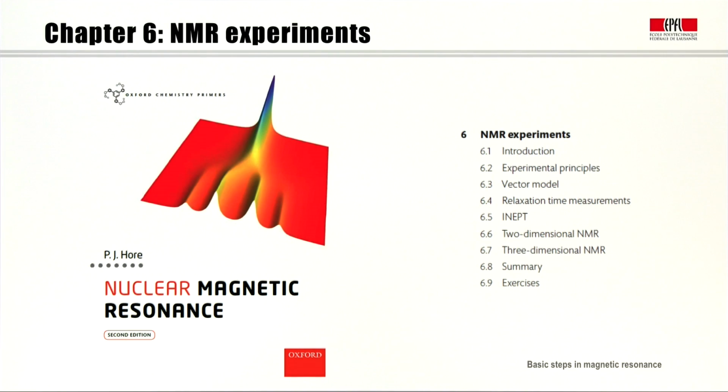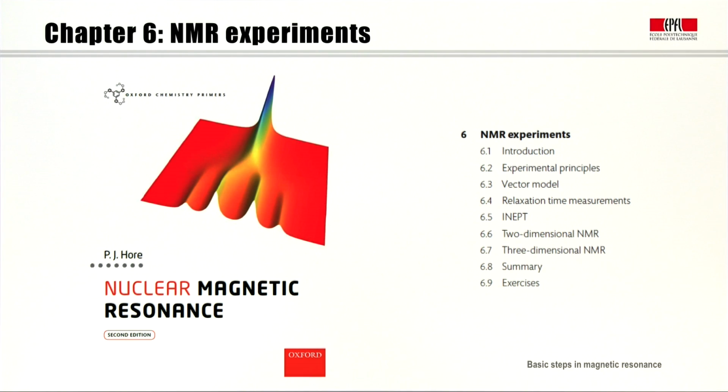We shall explain how one can measure the return of the magnetization to its equilibrium, inversion recovery for longitudinal relaxation and spin echoes for transverse relaxation. There are a few examples of more sophisticated methods, such as INEPT, COSY, NOESY, and HSQC. Finally, the idea of three-dimensional NMR opens almost infinite possibilities for novel experiments.